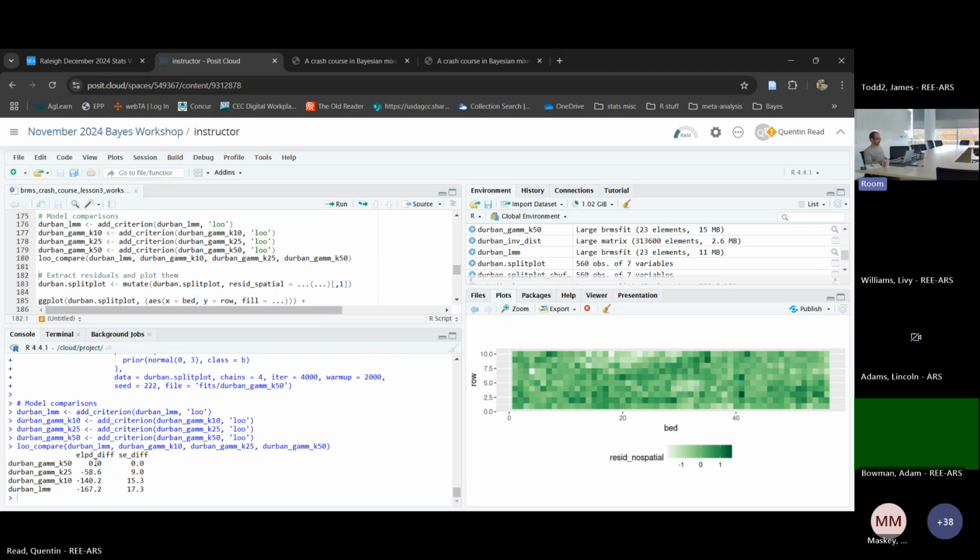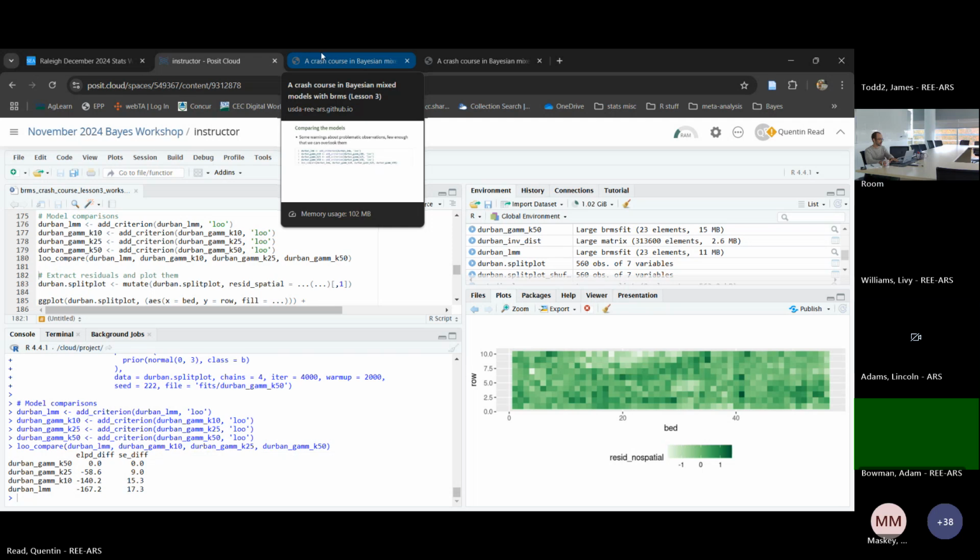But I think with 50, we'll see from looking at some of the diagnostic plots in a minute that this model is, graphically, doing a pretty good job of capturing the spatial trend, so it's good enough, I think. I'll show you that in a moment.